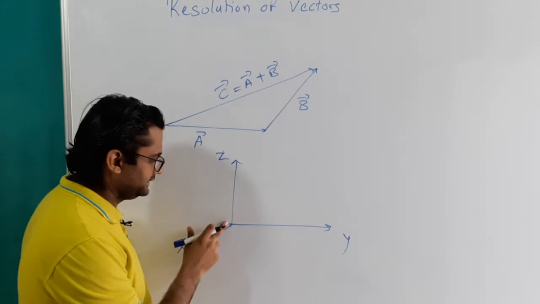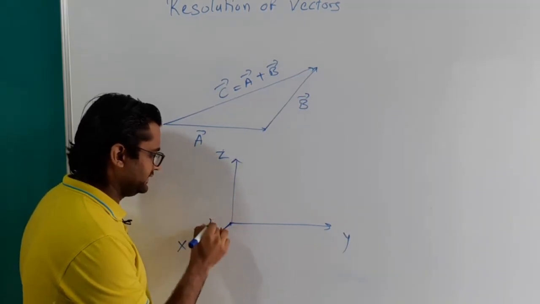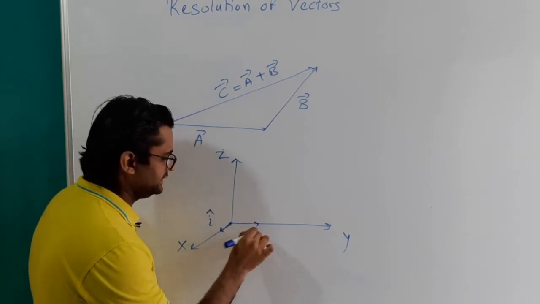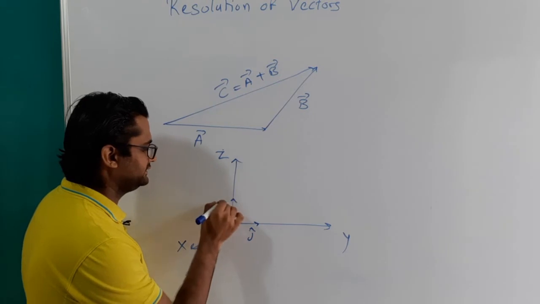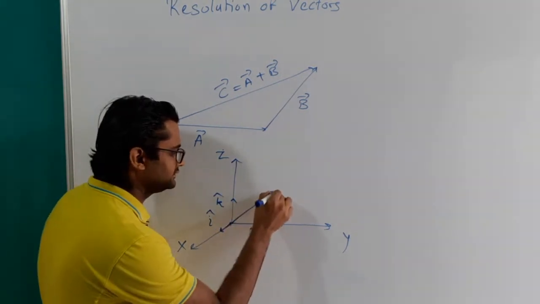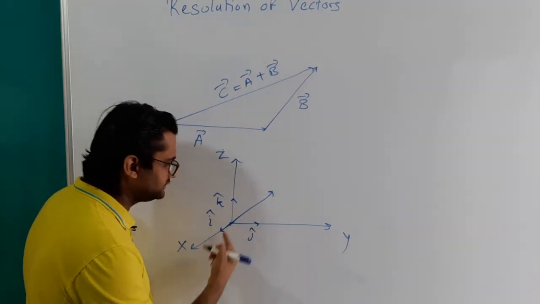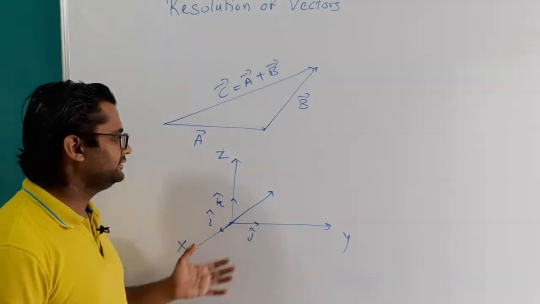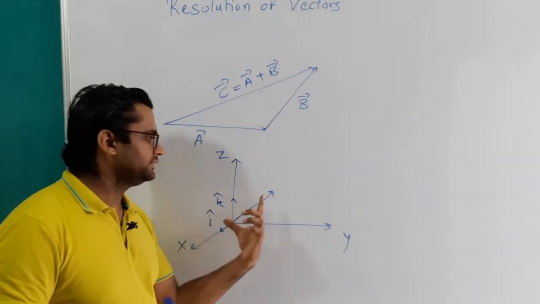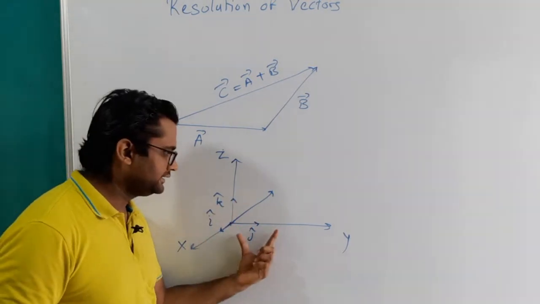Let us consider x, y, z axes. We know that the unit vector in the direction of the x axis is i cap, the unit vector in the direction of the y axis is j cap, and the unit vector in the direction of the z axis is k cap. So we can always represent any vector as a sum of vectors along the x, y, and z axes. This kind of process, in which we break or separate a given vector into different vectors along different directions.